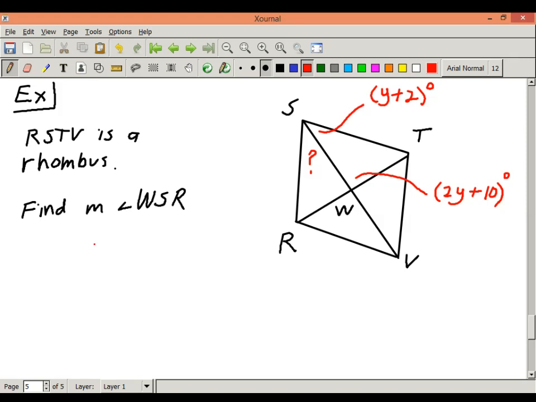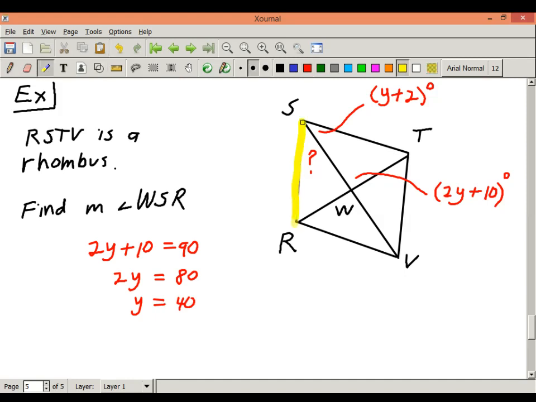I'm going to say that 2y plus 10 is equal to 90 degrees. So 2y is equal to 80, and y is equal to 40. Okay, we're trying to find this angle right here. So we're not there yet. We're trying to find this angle, which is the measure of angle WSR.